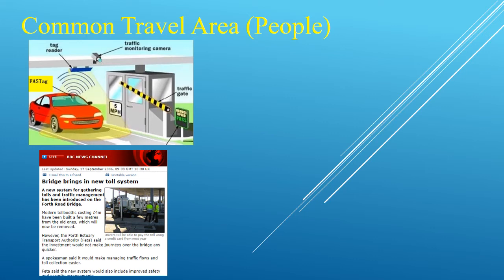This would be simple. Indeed, such a system was installed in September 2006 on the Forth Road Bridge to take tolls. It was, however, scrapped just after it was installed because the Scottish Government removed tolls on all Scottish bridges.